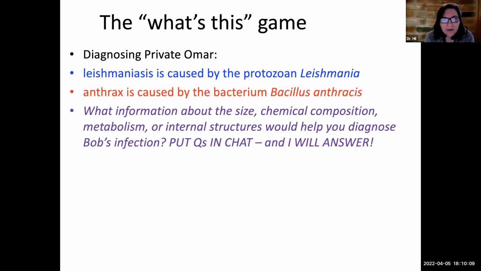So based on what you have recently learned about the types of microbes, and based on what you know about these two types of microbes in particular, what questions could you ask me that would help you figure this out? If you have a question that you think would be useful to ask, go ahead and raise your hand and ask me. If I'm able to answer it, I will tell you the answer, if it's within the parameters of the game.